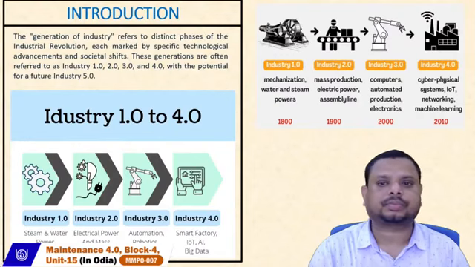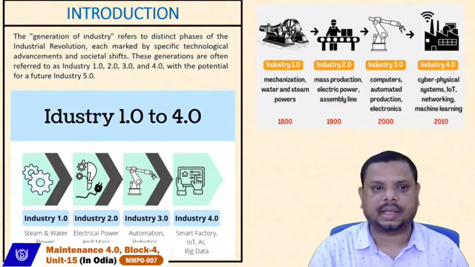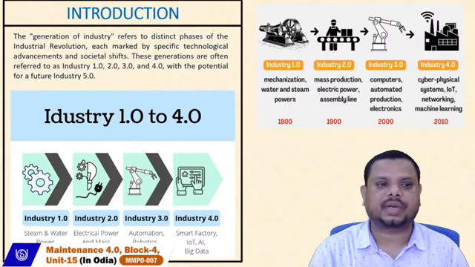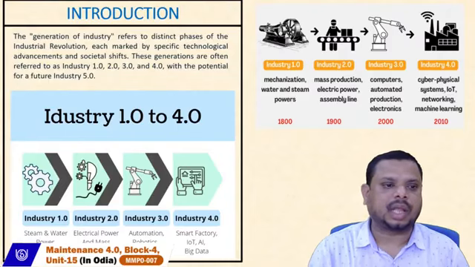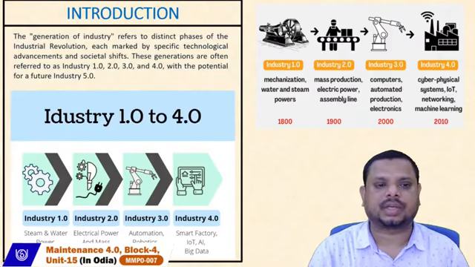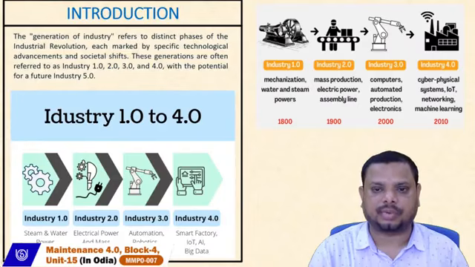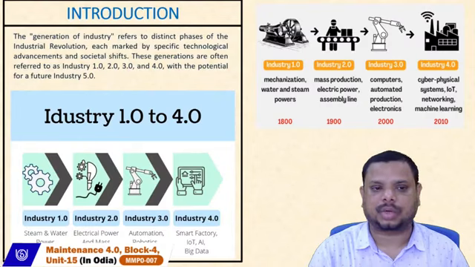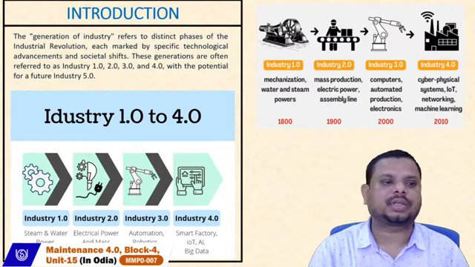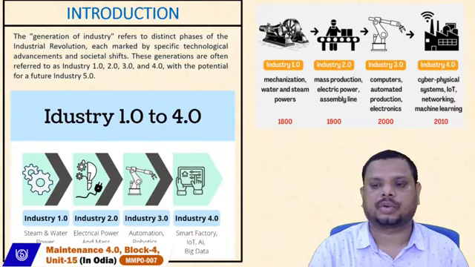If you go to the generations of industries, these refer to distinct phases of industrial revolutions and how technological changes or updates were enhanced, which were basically dedicated to social shifts. We have to understand this particular concept. The next one, the generations of industries, are basically of four types, as I told: Industries 1.0, 2.0, 3.0, and 4.0, with the potential for a future Industry 5.0.